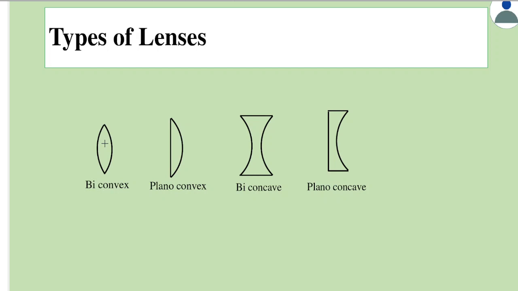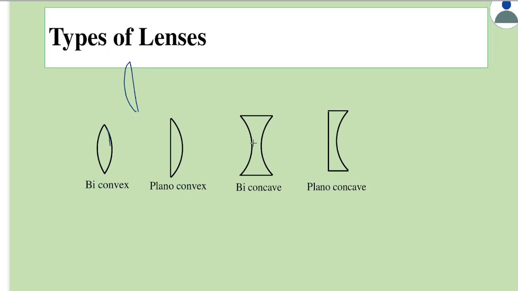Out of these two surfaces, if one surface is plane, for example, if this surface is plane, then it is called planar convex, as seen here. But if this surface is plane, then we get something of this kind. Even this is called planar convex.